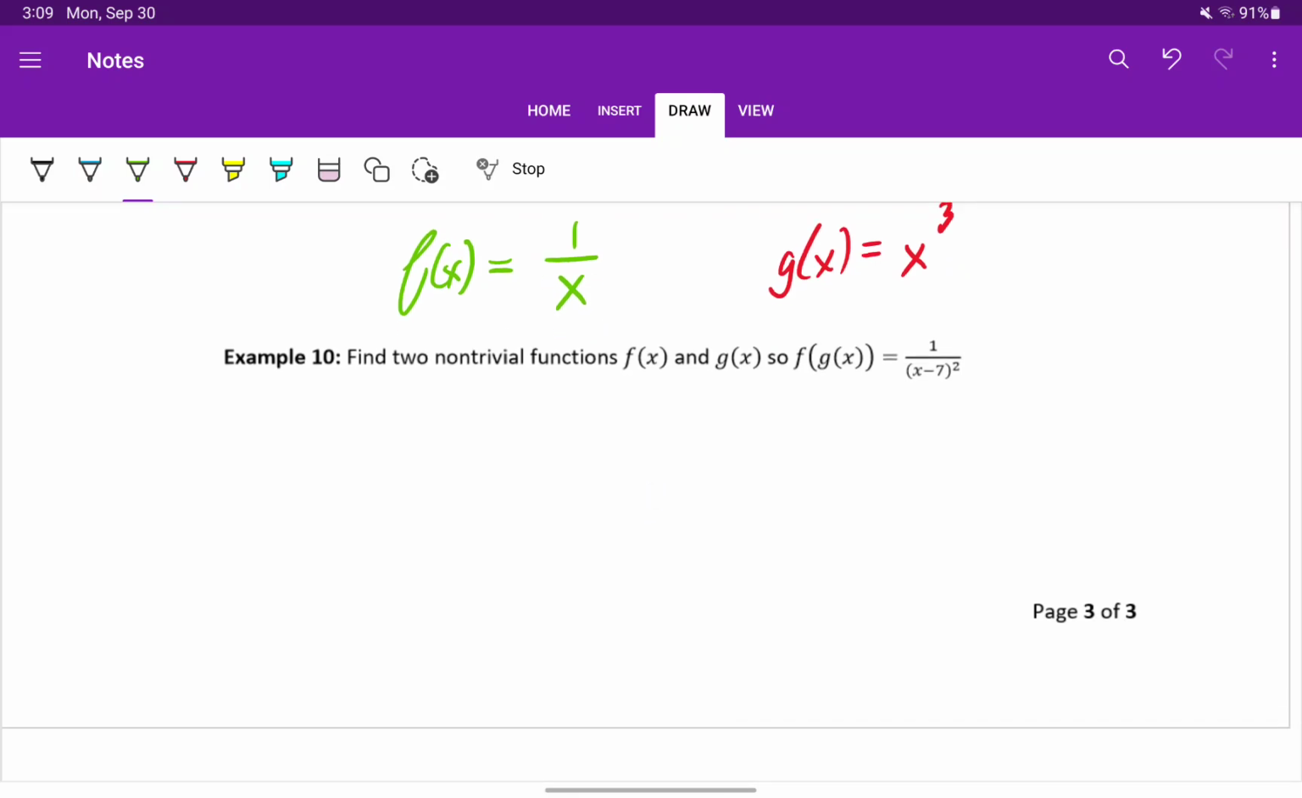In example 10, we could think of this idea of squinting again a little bit. And in some cases, there are different answers for these problems depending on how you look at the function. But in this case, what we have is 1 over something squared. So if I made my function f of x equal to 1 over x squared, then my function g of x would have to be x minus 7, because I would have to plug x minus 7 in for x to get that result.